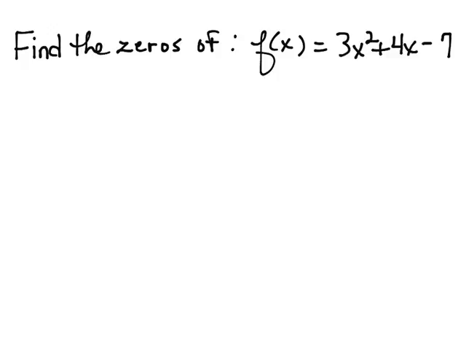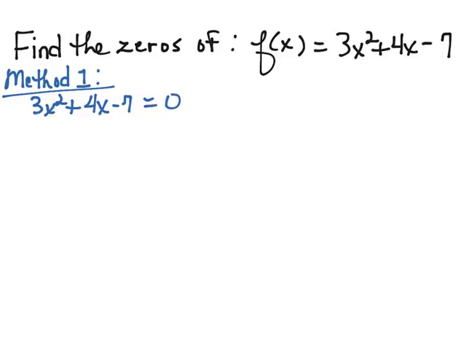We want to find the zeros of f of x equals 3x squared plus 4x minus 7. And the way that you find the zeros of a function is you set the function equal to 0. So the first way, method 1, that I'm going to solve this problem is by factoring. So I'm going to take 3x squared plus 4x minus 7 and set that equal to 0.